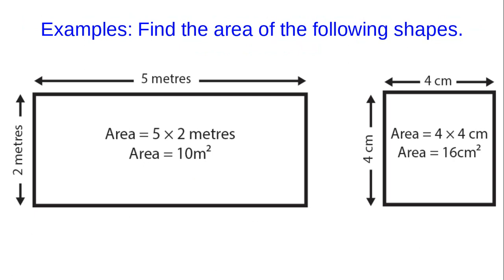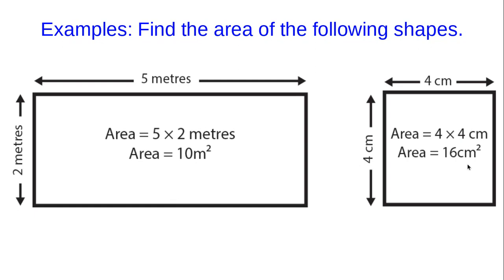Find the area of the following shapes. So looking at this rectangle here, we know the area is equal to length times width. So the length is 5 meters times the width, which is 2 meters. 5 times 2 meters gives you an area of 10 meters squared. So pay attention because this is in meters, so your answer should have an M because it's in meters, and the squared. Because when you have a final answer for area, it needs to be squared.